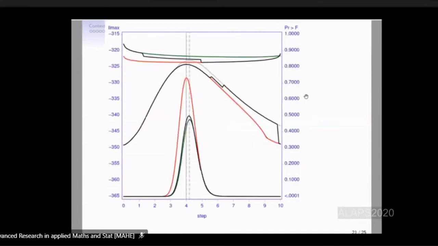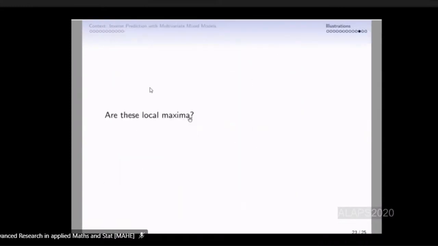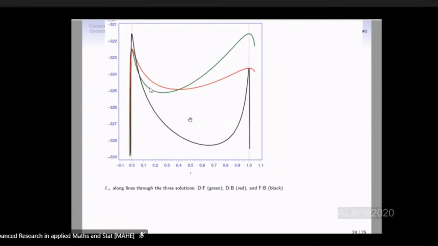If we look back at this, where these peaks are very close together, so close that it could just be truncation error. So I'm still looking for a counterexample or a proof of that fact, which would be very tantalizing.